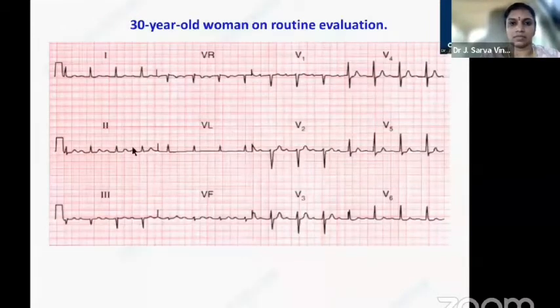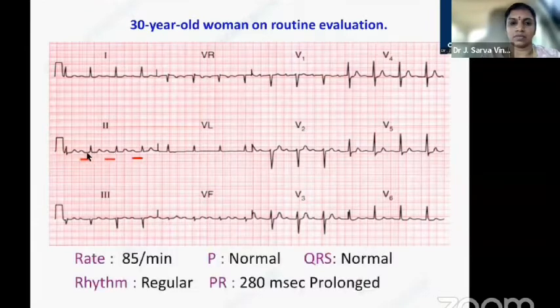So what do we see here? We see that the RR intervals are occurring at constant, regular intervals. So the rhythm is regular and we do have a P wave. But what we find here is the PR interval is prolonged. The PR interval should usually be around 0.12 to 0.2 seconds, so it should usually occupy only one large box. We see here that the PR interval is prolonged in each of the beats and it is constant. So this is a first degree AV block.